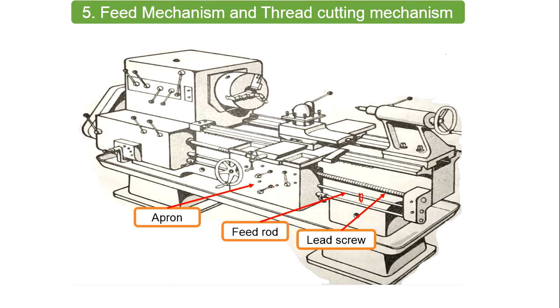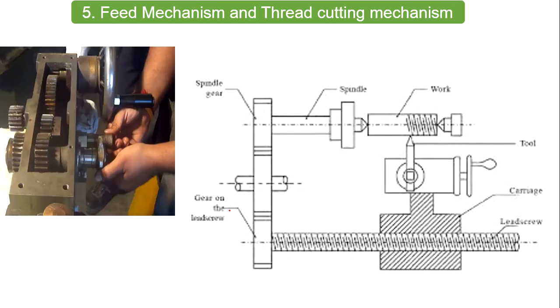Now what is the beauty here? The carriage can be engaged at a time only either to the feed rod or to the lead screw. When you engage with the lead screw, it will be disengaged automatically from the feed rod. When we engage with the feed rod, it will automatically disengage from the lead screw. So this foolproofing arrangement is provided in this apron during machining.